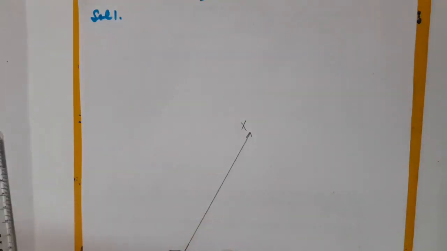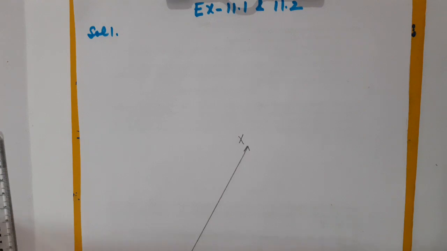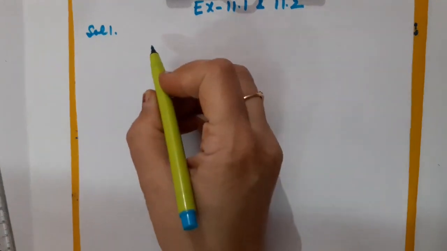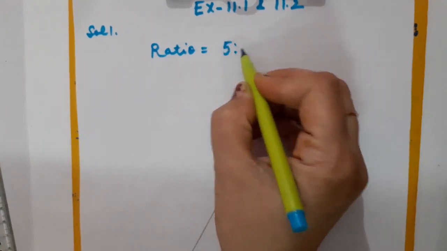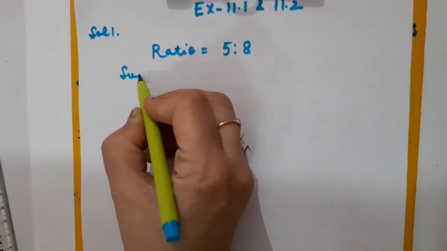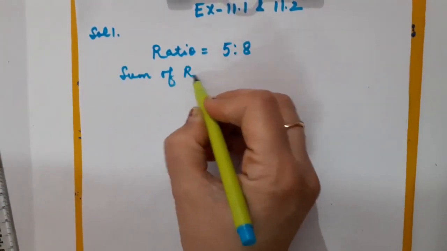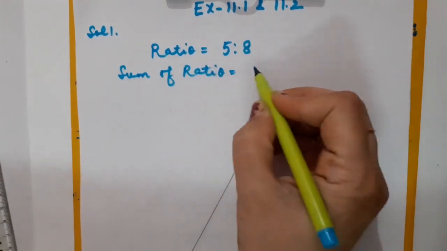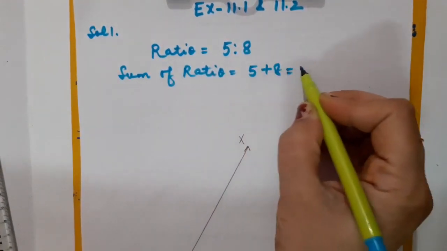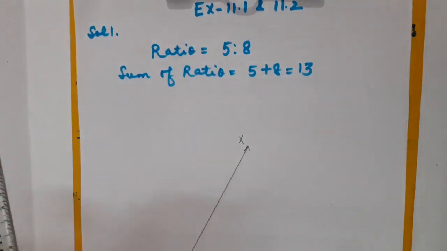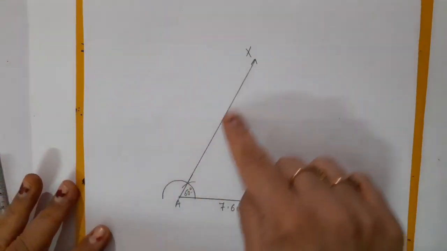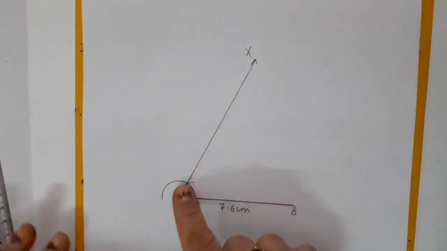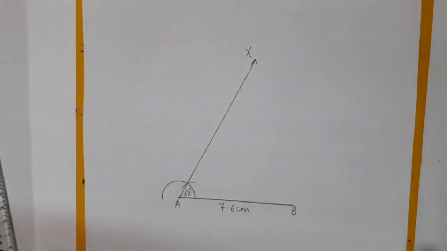Now children, as you know, we are going to divide the given line segment in the ratio. What is the ratio given? Given ratio is 5:8. So you are going to calculate the sum of ratio for this. What would be the sum of ratio? That is 5 plus 8, which is equal to 13. So children, what are we supposed to do? We are going to mark total 13 arcs on this ray AX. This would be our next step of construction.